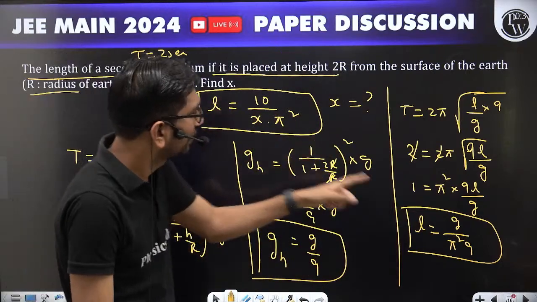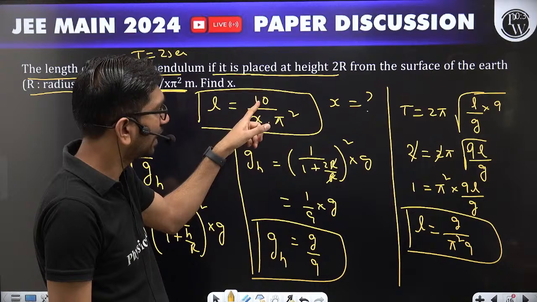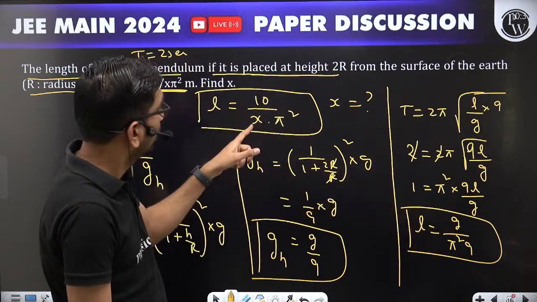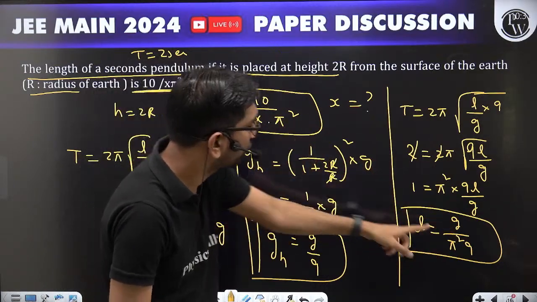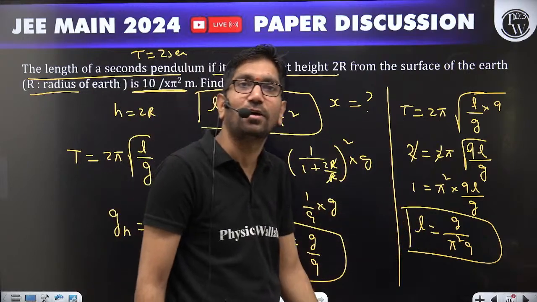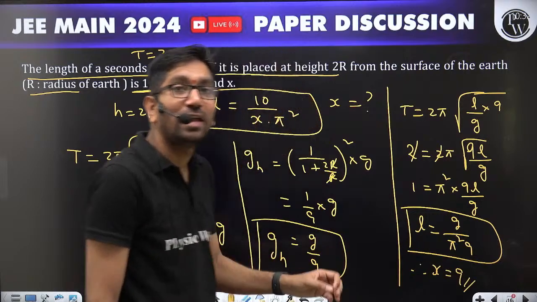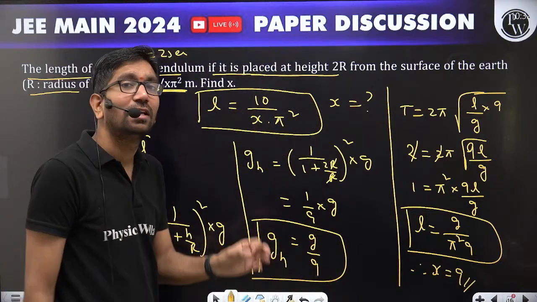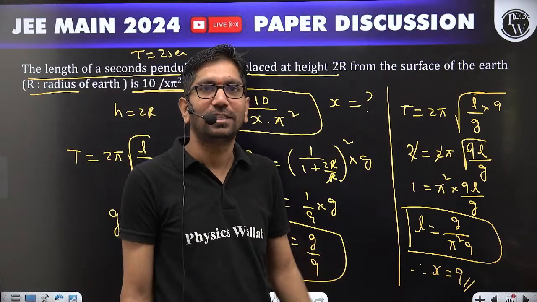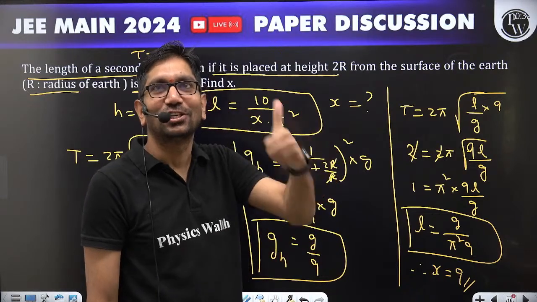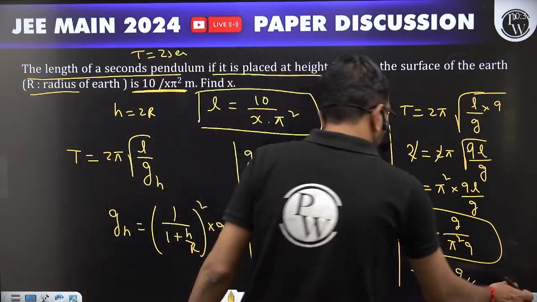L equal to G by 9 pi square, where G value is 10. So in place of x, we have 9. So finally, x value 9 is the correct answer. Is it clear? Chalo, let us move toward the next question now.